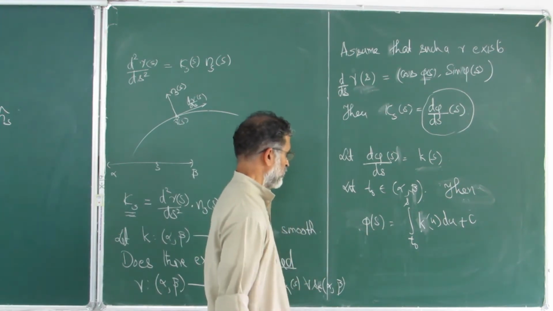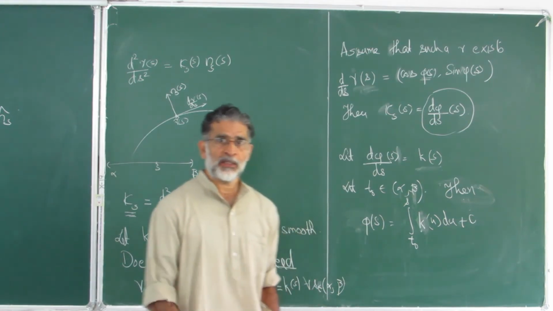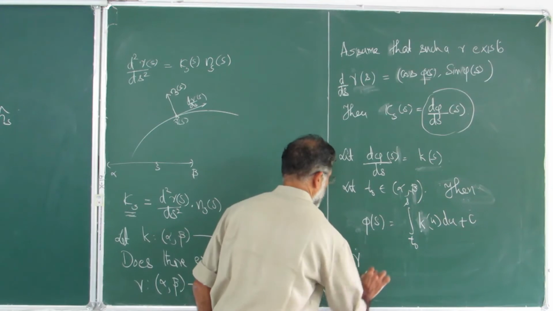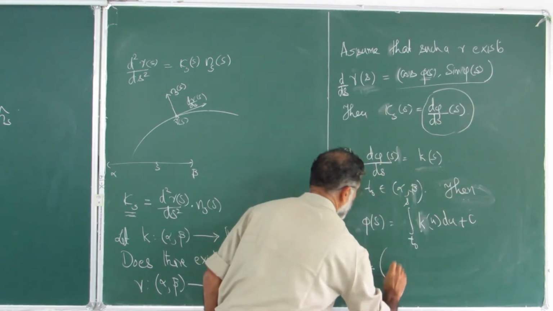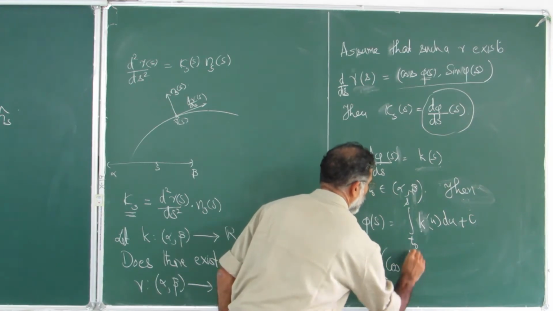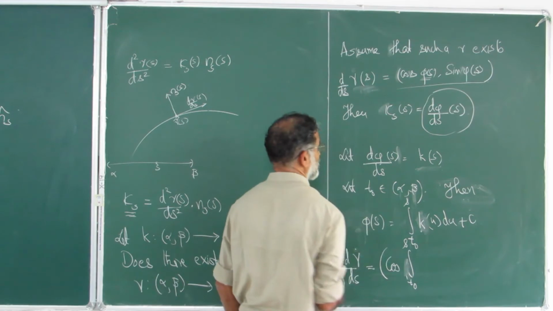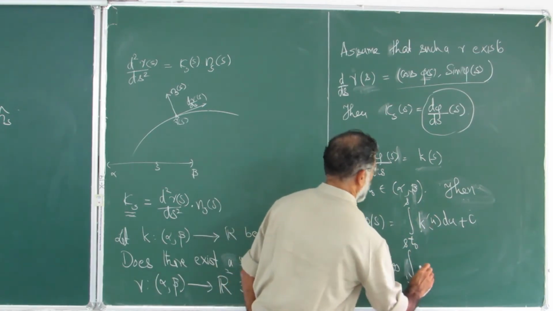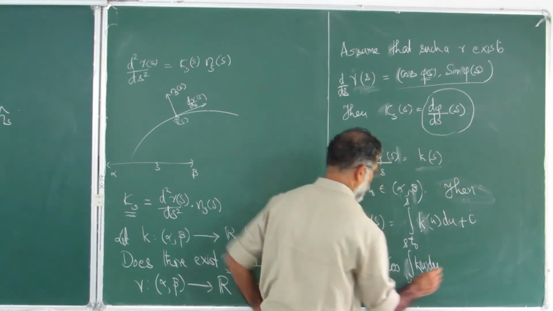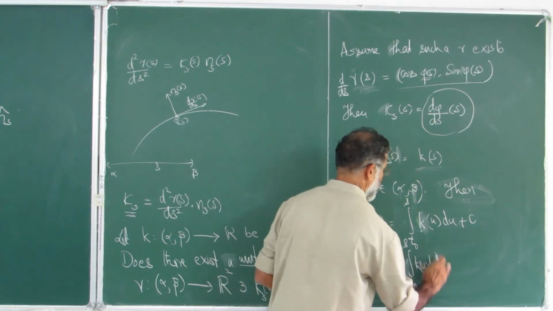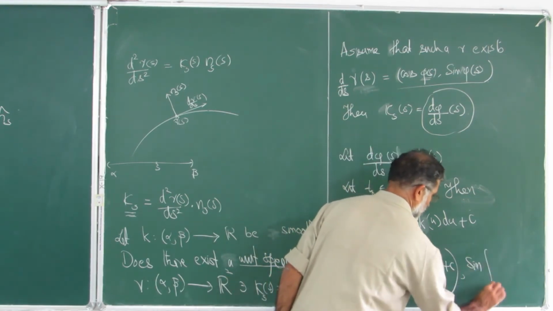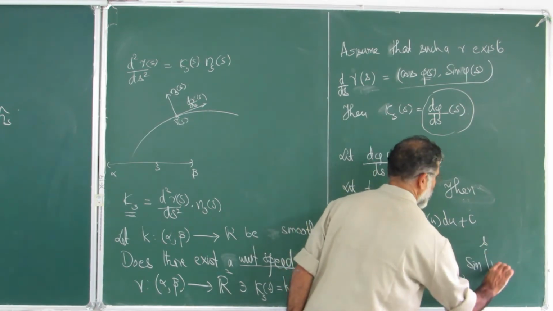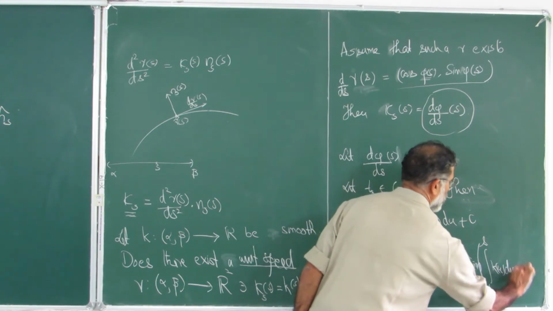Once you have phi, then we are through because now we can easily write gamma dot, that is d gamma by ds, as cosine of the integral from t naught to s of K(u) du plus c, comma, sine of the integral from t naught to s of K(u) du plus c. You can integrate this and find out, but be careful.